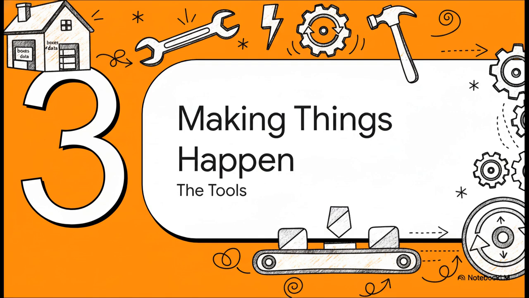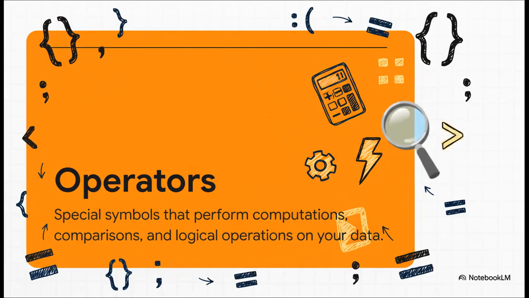It's time to make something happen. And those tools are called operators. They're just special symbols that let us perform actions. Think of them as your calculator for doing math, or a magnifying glass for making comparisons. They're the verbs, the action words of programming.